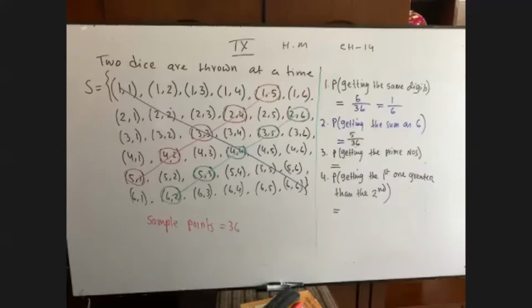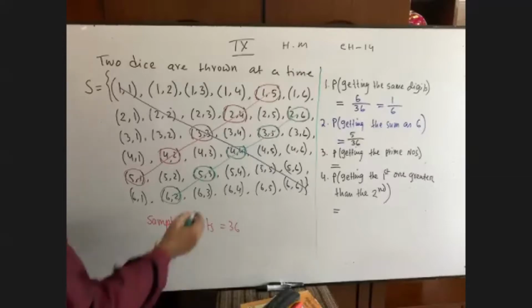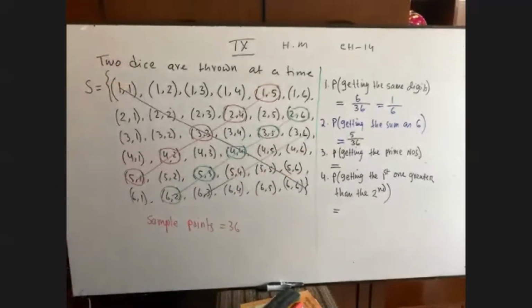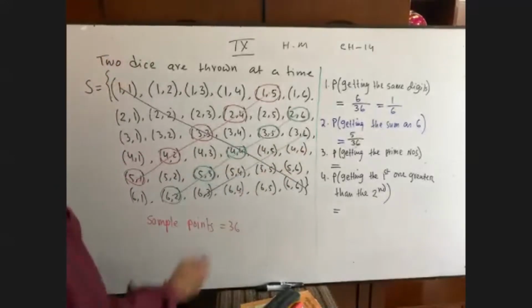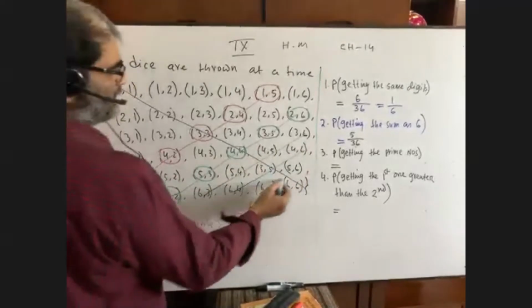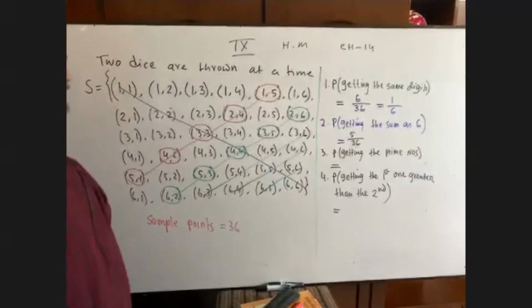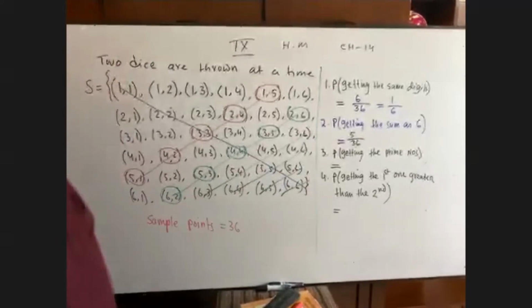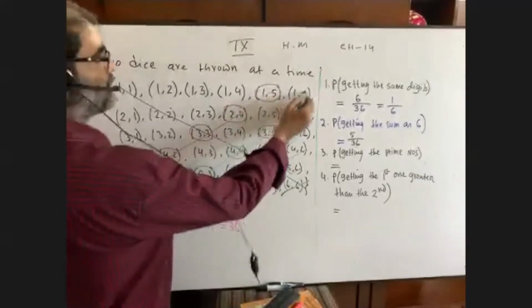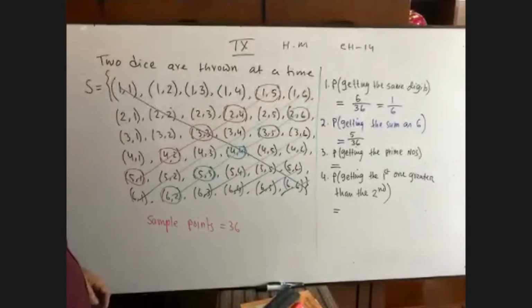Yes, sir. You see, along this line, all are 9. Along this line, all are 10. Along this line, all are 11. Along this, all are 12. And along this, all are 7.